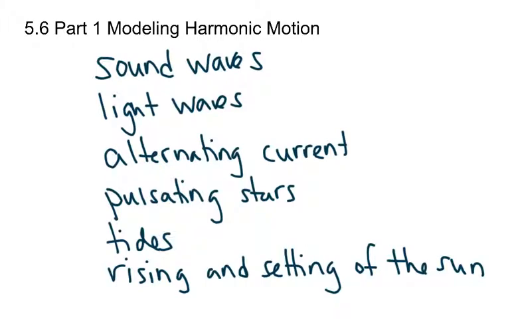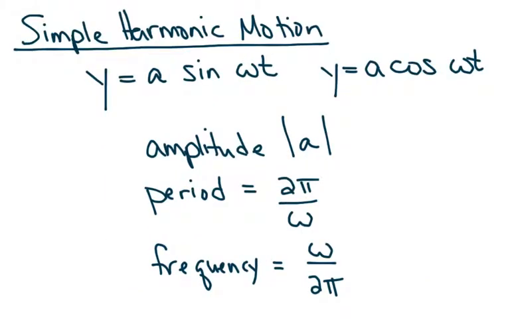In physics, you've probably also seen harmonic motion represented by a spring going up and down. We're going to talk about several different types of motion, starting with simple harmonic motion. For simple harmonic motion, we're going to use one of two formulas: y equals a sine omega t, or y equals a cosine omega t.